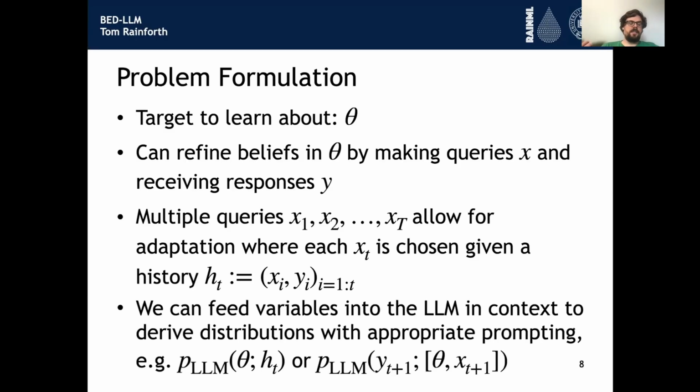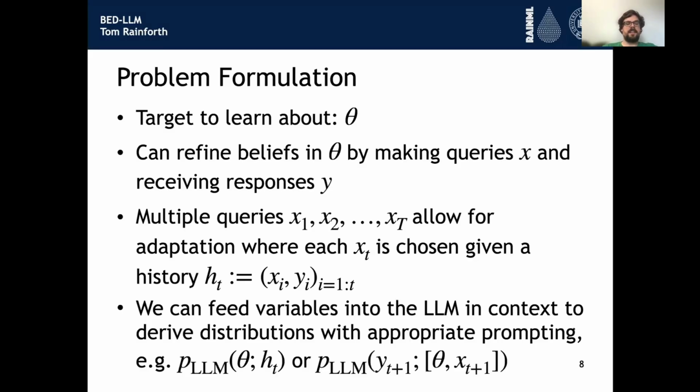What we can then do is also use the LLM to derive belief distributions. We can think of the LLM as being some really general model, and when we feed things into that model, it generates distributions for us. So if we take that history, we can put it in the context of the LLM, in its history of prompts and responses. And then we can ask the LLM, for example, to sample what it believes theta might be. That will induce some kind of distribution, and I'm going to be using the notation BED-LLM for this distribution.